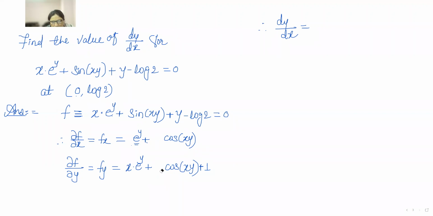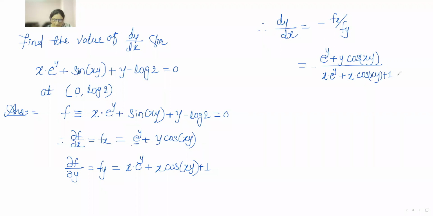Now it is correct. Now dy by dx is equal to minus fx divided by fy. Just put those values here. Fx, that is e raised to y plus y into cos of xy, divided by this: minus x into e raised to y plus x into cos of xy plus 1.